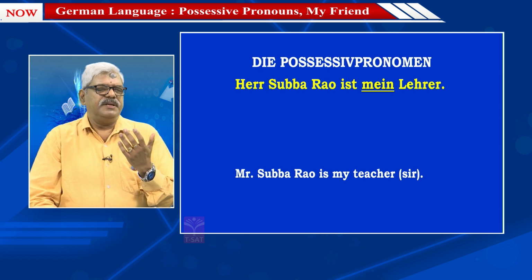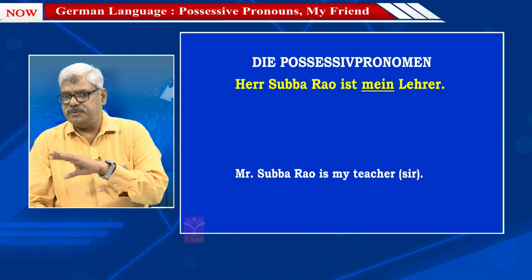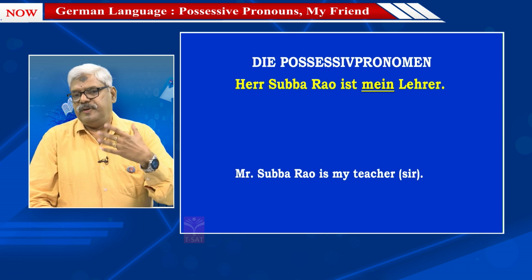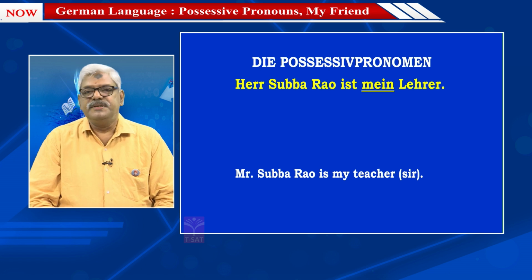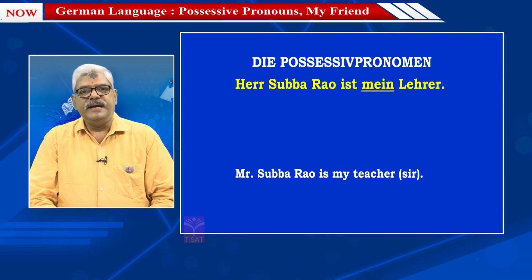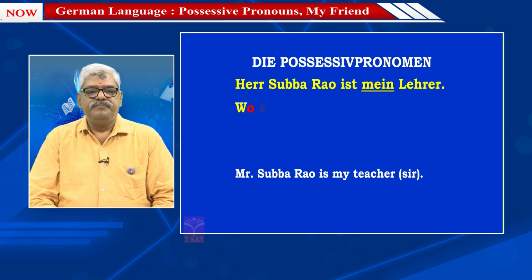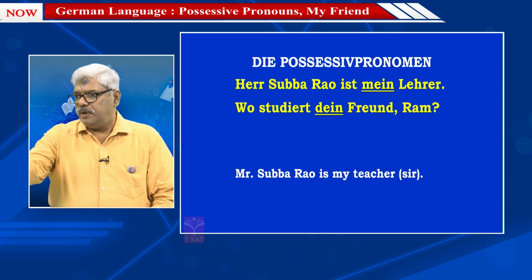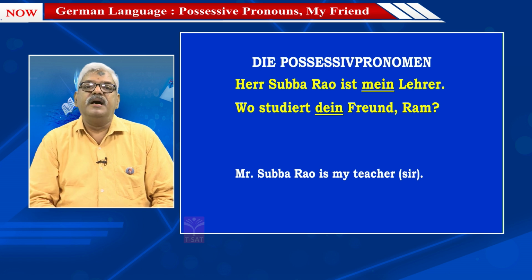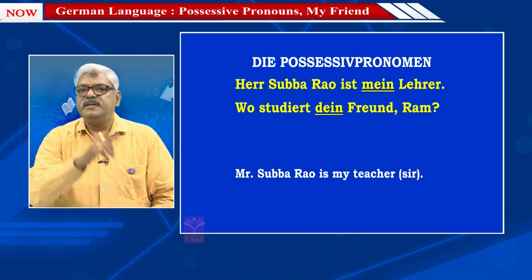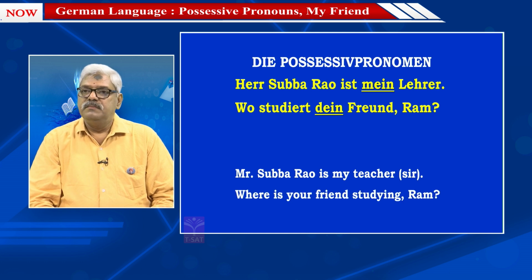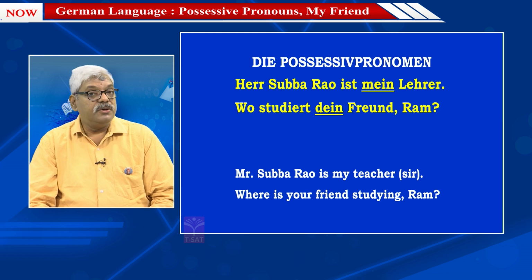The word teacher in English is a common gender which can be used for both men and women who teach. But for you to clearly understand, I have even used the word sir. Otherwise, teacher is an absolutely right sentence. Wo studiert dein Freund Ram? Now I am calling that person directly by the name Ram. So that's why I am using the informal dein. And that's how the English version would be, where is your friend Ram studying? I am not calling him Mr. Ram.